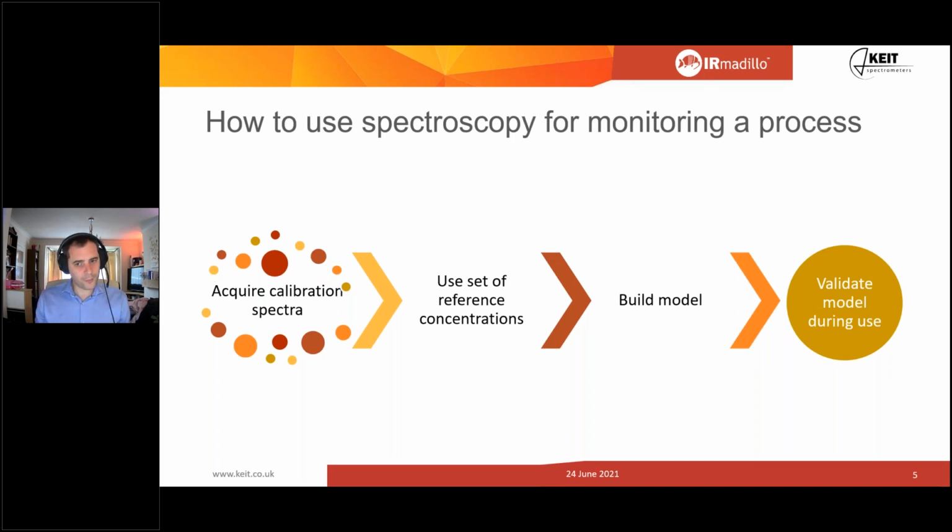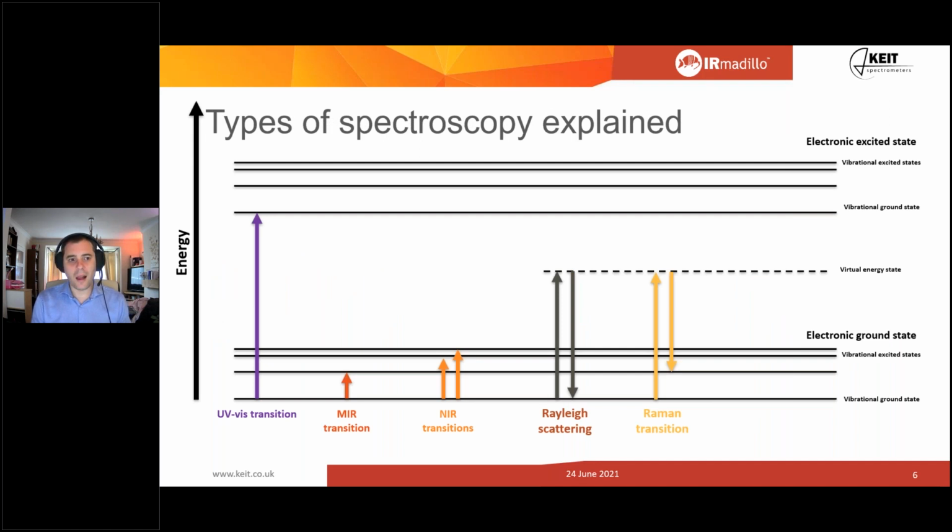So there are lots of different types of spectroscopy. I'm going to very, very briefly, and this is as quantum physicsy as this gets, I do promise, just talk about a few different types of spectroscopy. So this is called a Jablonski diagram. You may have seen these before, you may not, don't worry about it.